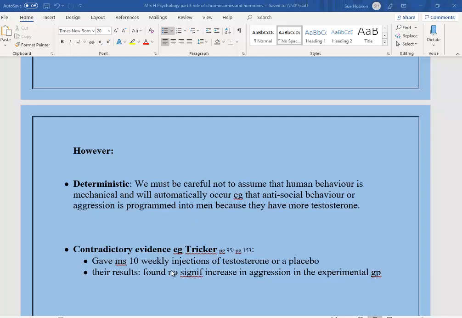Also, there's contradictory evidence. So, for example, research like Tricker gave males 10 weekly injections of testosterone or a placebo, and they found there were no significant increases in aggression in the experimental group. So, you know, the research is not always finding that more testosterone increases aggression.